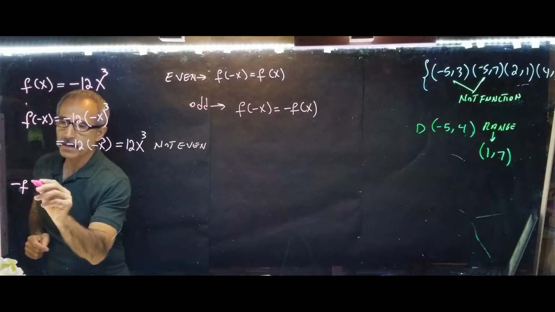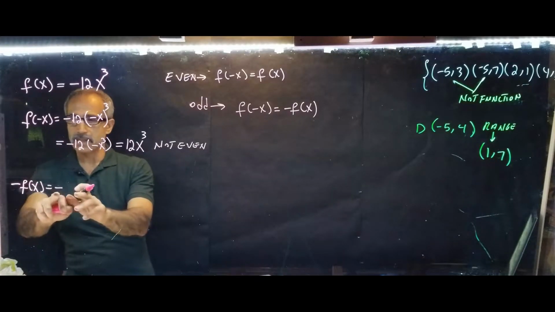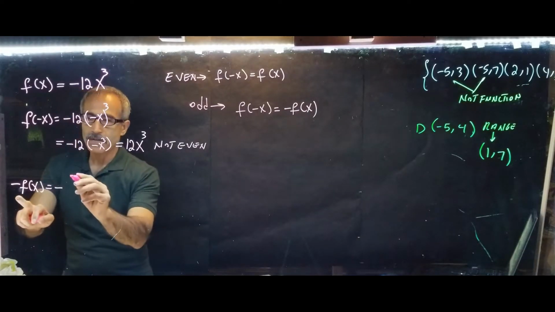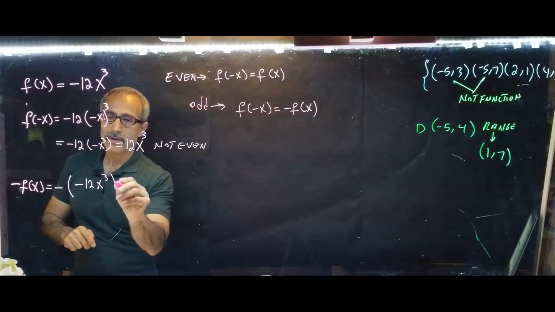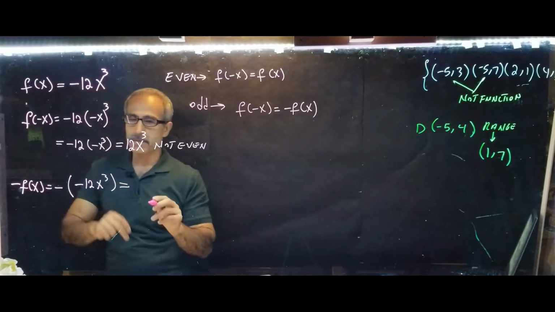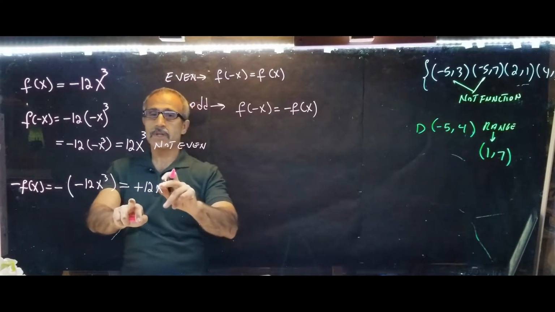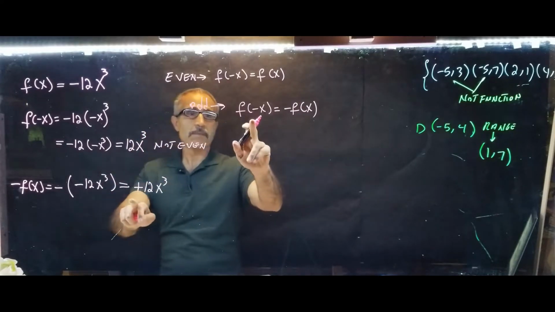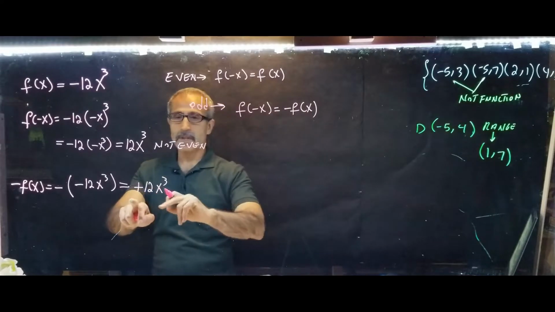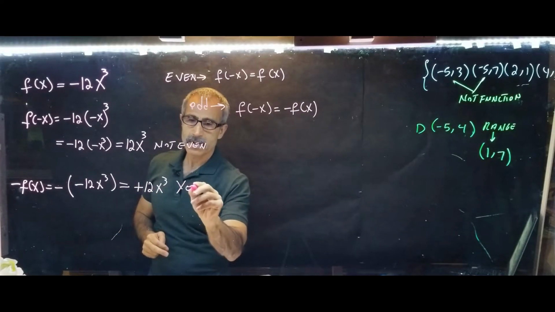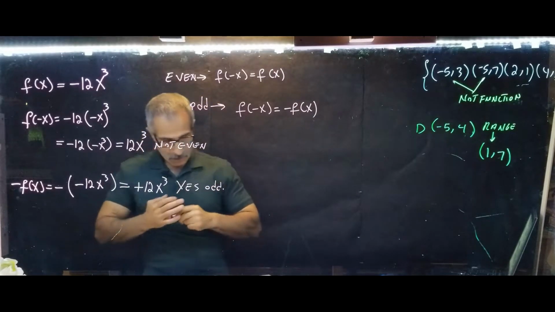So minus f of x comes out to, we put the minus, and what is f of x? We have the minus here, and f of x is over here, minus 12x cubed. Minus times minus becomes positive, so plus 12x cubed. Is this equal to this? Yes. f of -x comes out to 12x cubed, and minus f of x comes out to the same thing. So yes, it's odd. There you go.